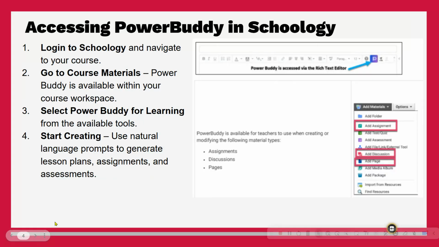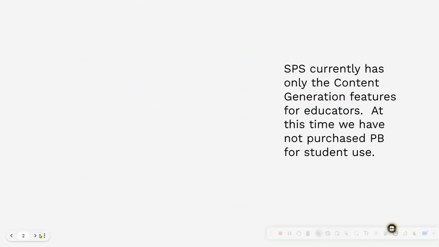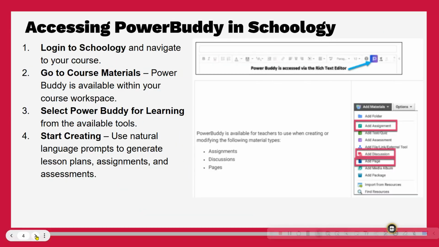How and where do I find Power Buddy? So you're going to go to Schoology. You're going to navigate to your course, and then once you go to add materials, there are 3 different components where you can use Power Buddy for Learning. It's going to be under assignments, discussion, and pages. So if you use any of those features inside of Schoology, you'll have access to Power Buddy.